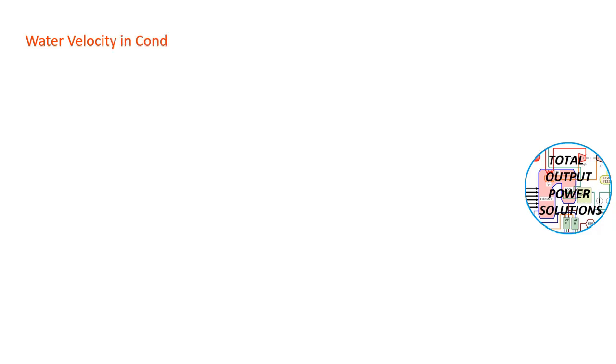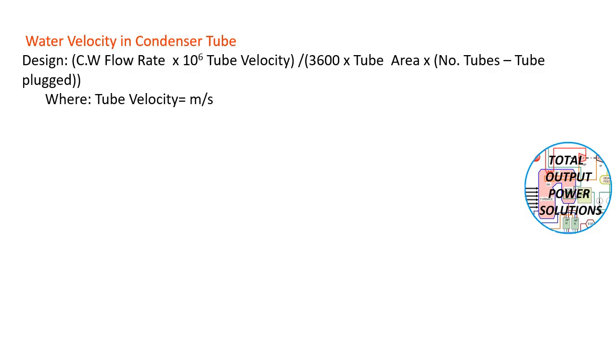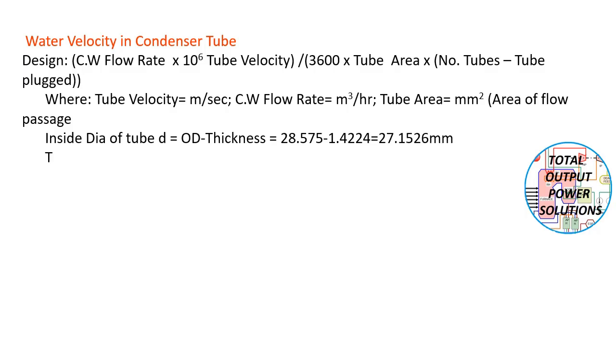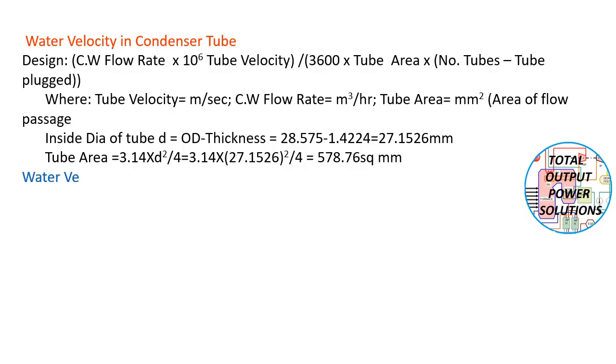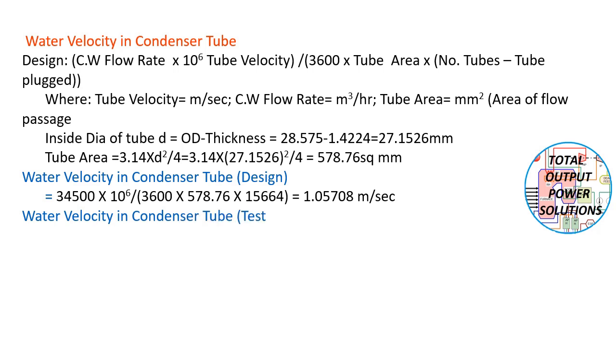Then water velocity in the condenser tubes. First of all, we calculate the water velocity in the condenser tube, the design velocity and the actual test velocity. In the test, what is the velocity? The formula is given there: CW flow rate into 10 to the power 6, divided by tube velocity into 3600 into tube area, number of tubes minus tubes plugged. So in the design, no tube plugging is there, so we calculate it for the whole. The water velocity in the condenser tube design comes to 1.05708 meters per second.